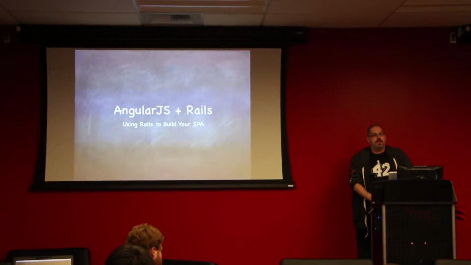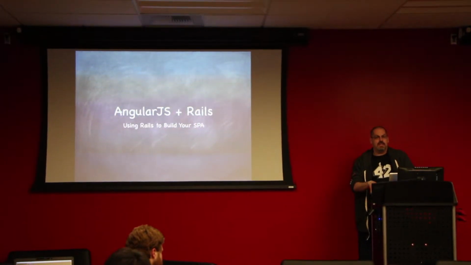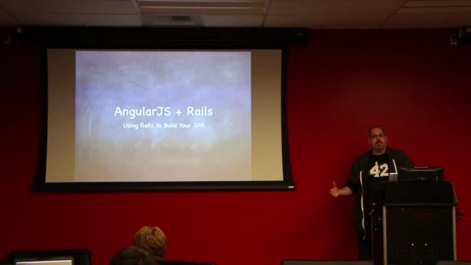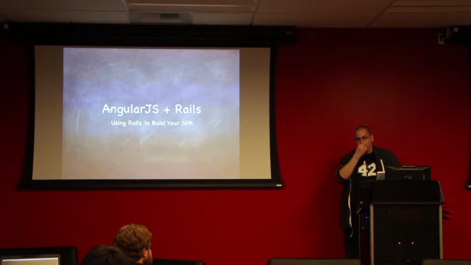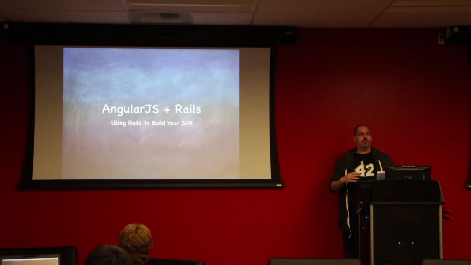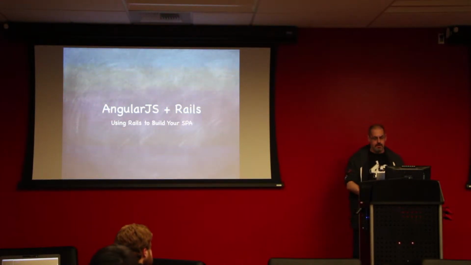But what he showed is creating two separate apps. One that's kind of a static app that uses CORS to talk to another app that's going to provide your API. So I'm going to talk about what if you're used to Rails and you want to use Angular, and what do you have to do to your Rails application in order to make it Angular friendly.